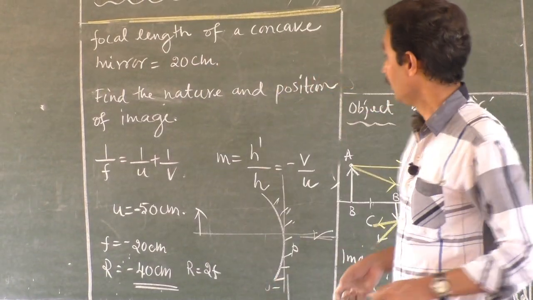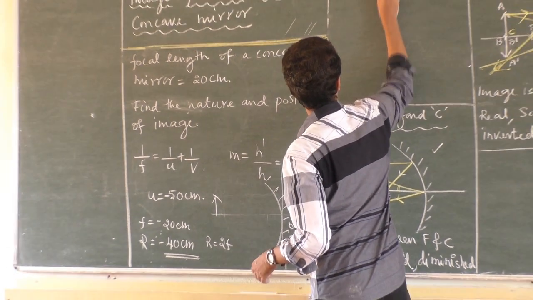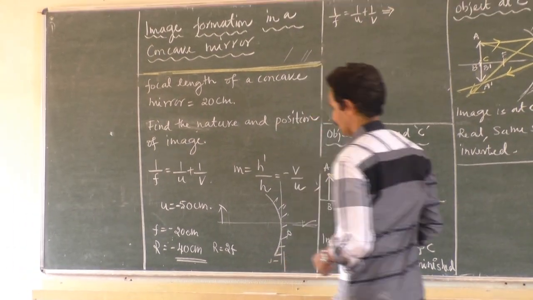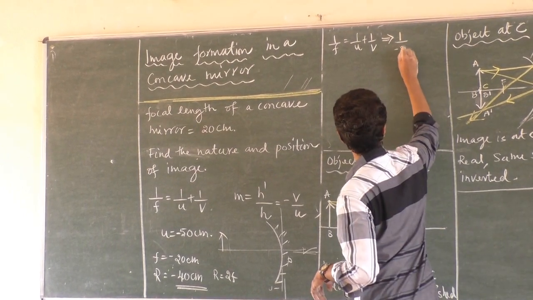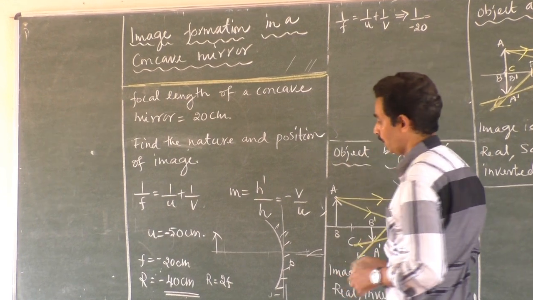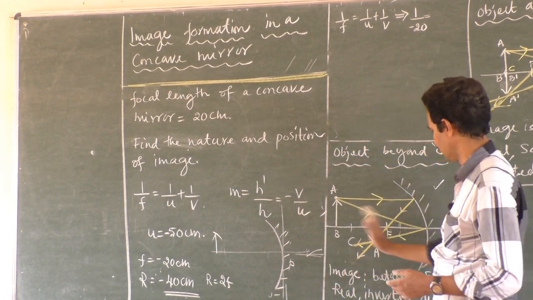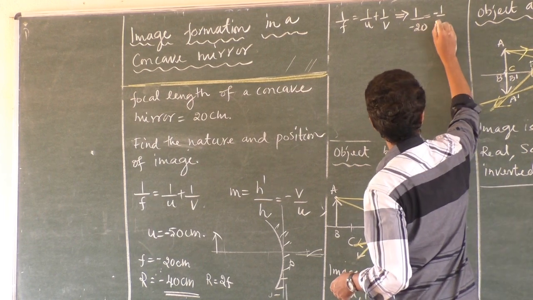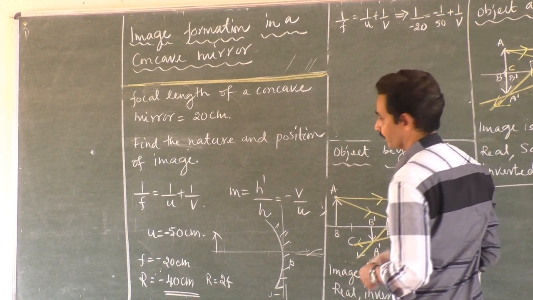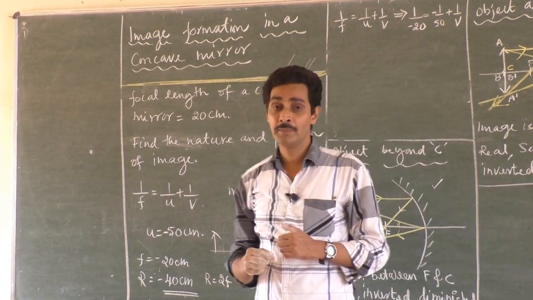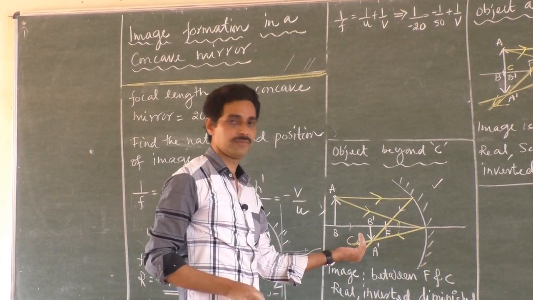We will apply the formula. 1 by F equals 1 by U plus 1 by V. That implies, keep on writing, 1 by minus 20 equals 1 by U, where is U? U is minus 50. All the things come in the left hand side. So minus 1 by 50 plus 1 by V, that we don't know. Now, V should also come with a negative sign. Can you tell me why? Image is also on the left hand side.